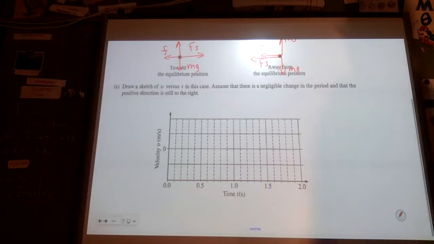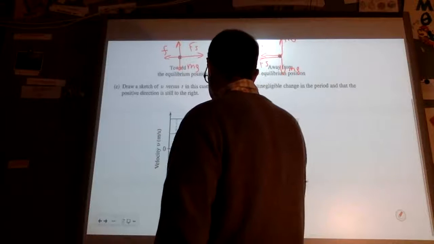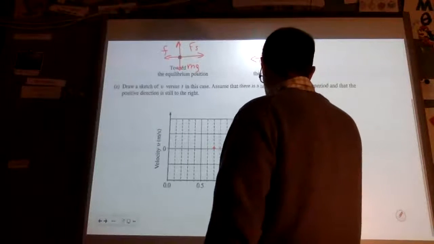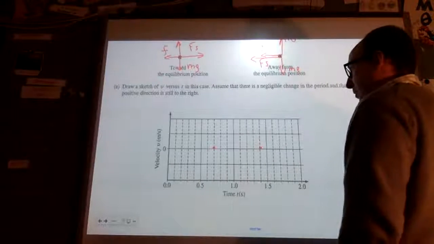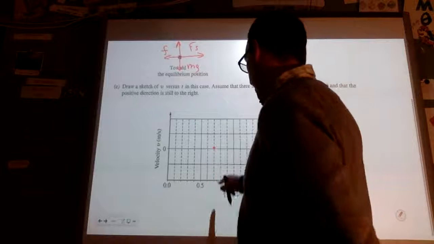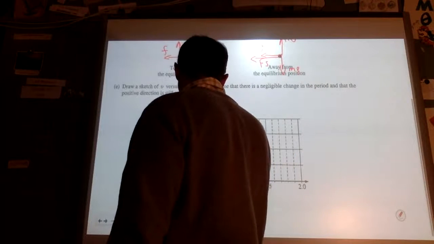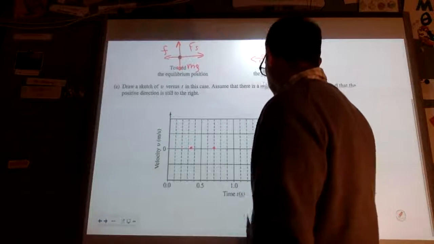Draw a sketch of V versus T in this case. Assume there's negligible change in the period and the positive direction is still to the right. So our period was 0.7, right? So I need to get to 0, so that means at 0.35 I should have a 0. And I should have one in the middle here.